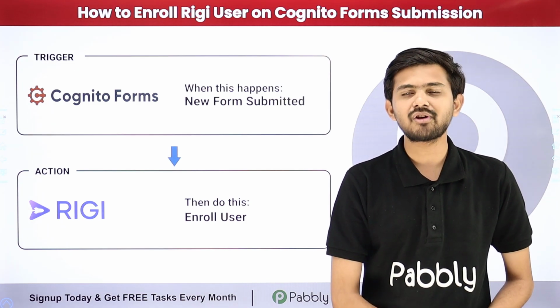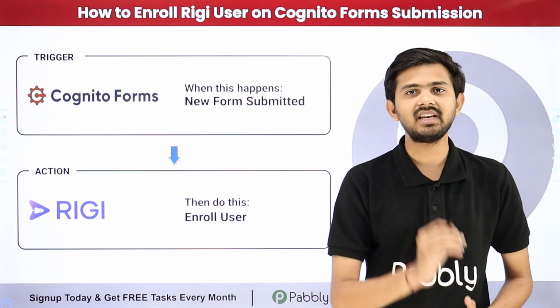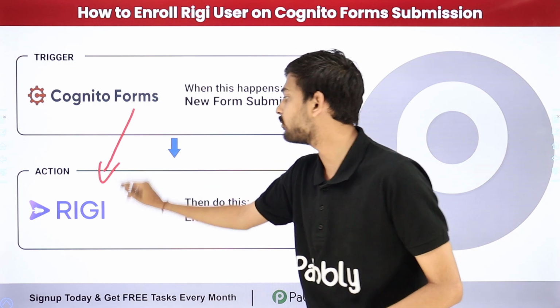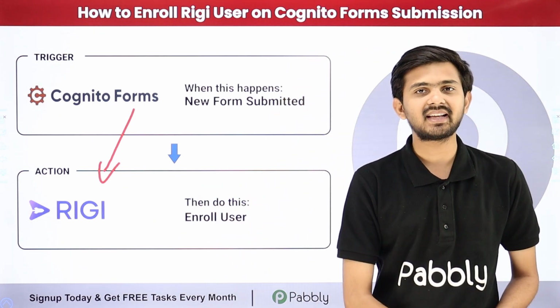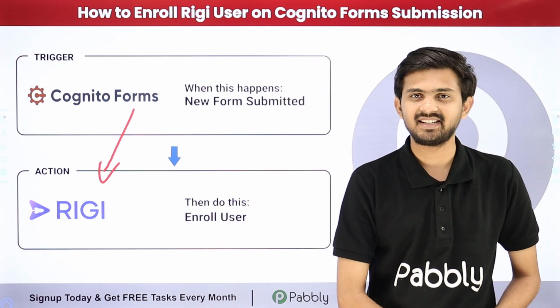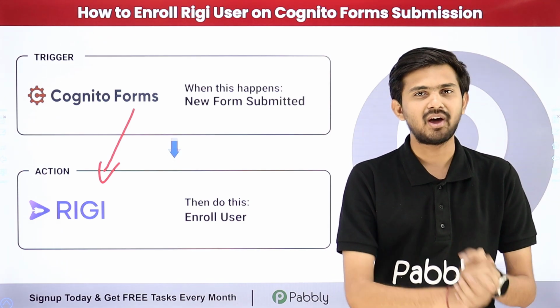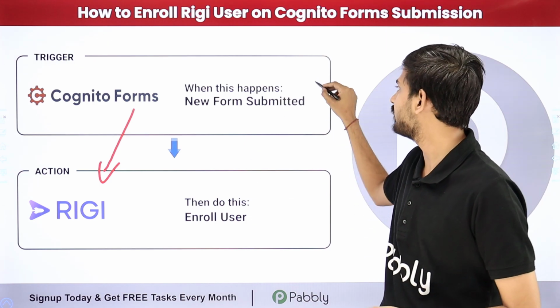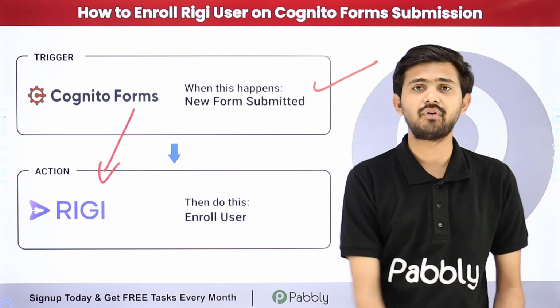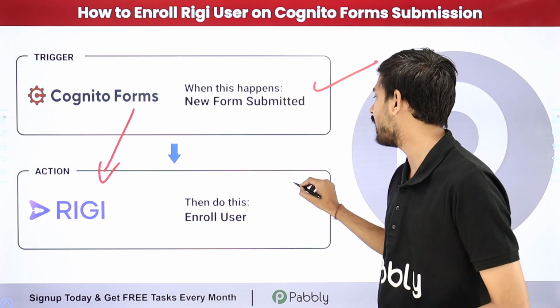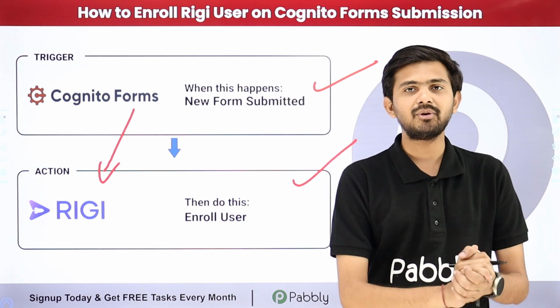So here I want to do this automatically, and for that I need to simply build a connection between Cognito Forms and Rigi. For building this connection, I'm going to use Pabbly Connect. Pabbly Connect is an amazing software for automation and integration. Now with Pabbly Connect, whenever I receive a new form submission from Cognito Forms, I'm going to automatically enroll a new user in my Rigi account. So how am I going to build this connection?